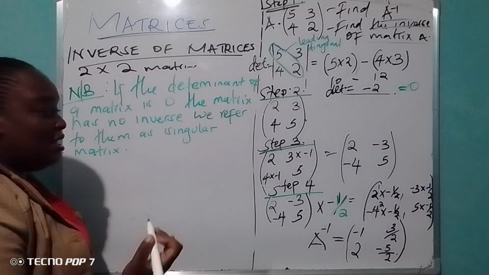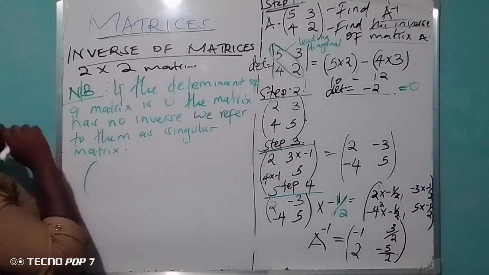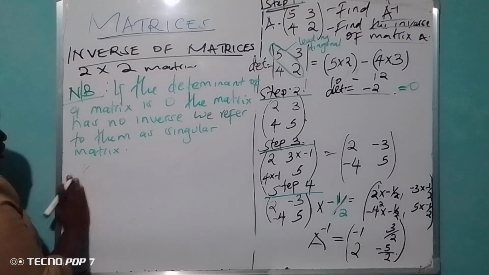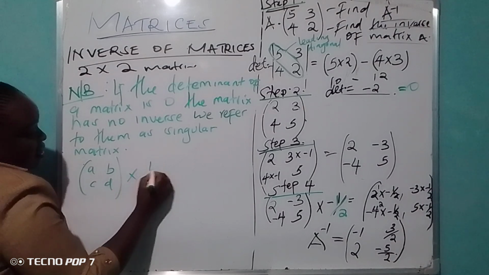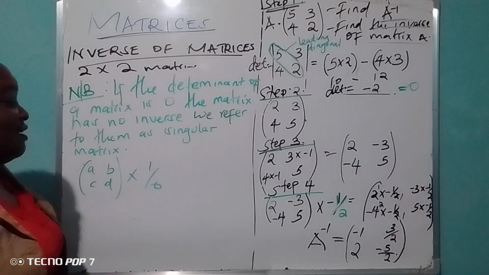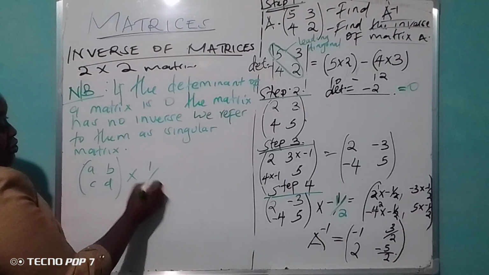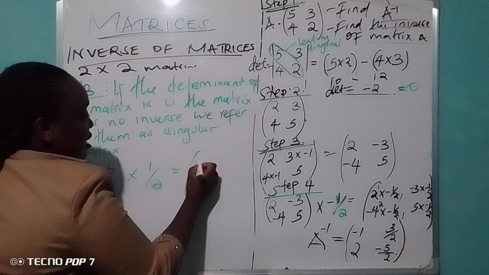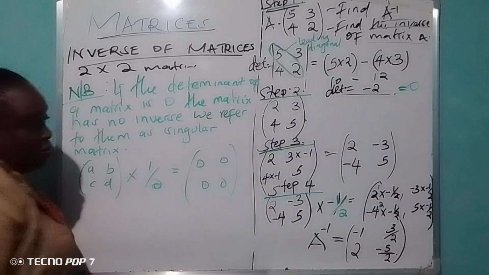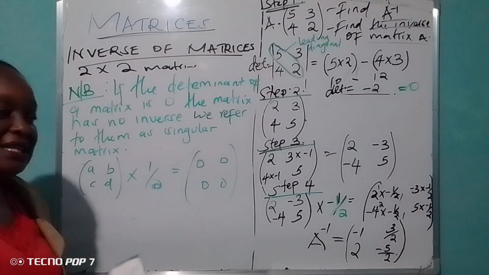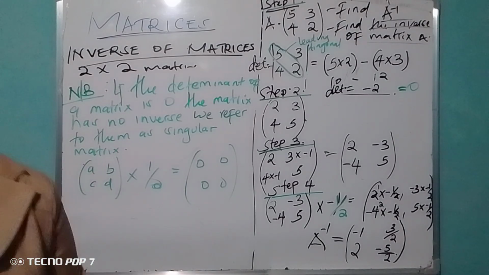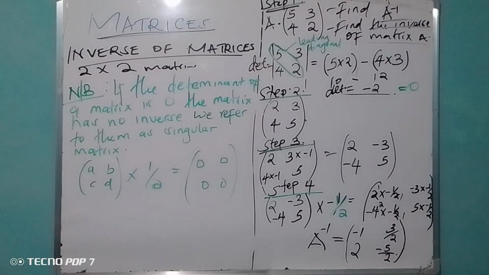When you do its inverse, tuseme for example, let's say just A, B, C, D times the inverse of the determinant. Determinant is 0. Si kila kitu hapa itakuja ikue 0 0 0 0. Yeah? That is a singular matrix. Its determinant is 0.